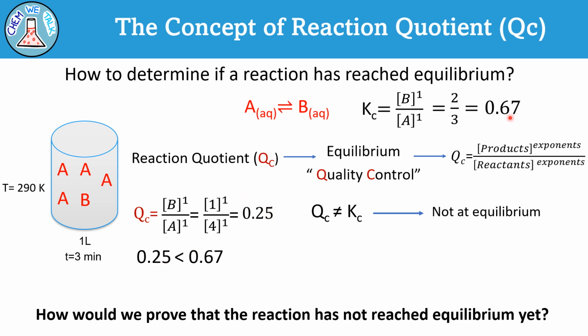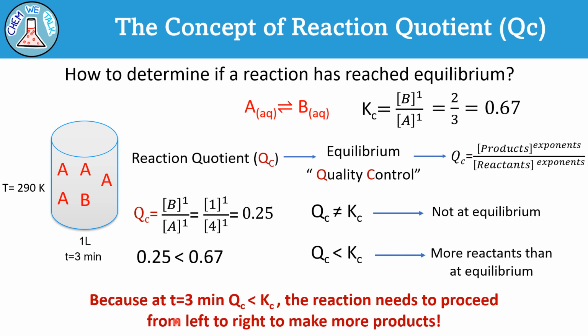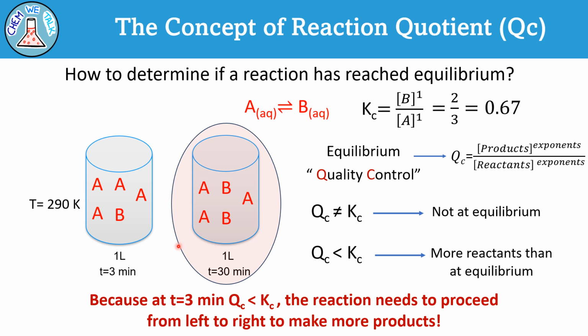Once I compare my Q to my K value, you see that Q is much smaller, which means that we have more reactants in this scenario than we should have at equilibrium. Because if this number is smaller and the formula is products over reactants, to make this number go up, you need to increase the amount of products or decrease the amount of reactants. Looking at our scenario, at 3 minutes we had 4 A's and 1 B, and we know that at equilibrium we have 3 A's and 2 B's. Because we have more reactants than we should, the reaction needs to move to the right, so 1 A needs to react to form 1 B to reach equilibrium.